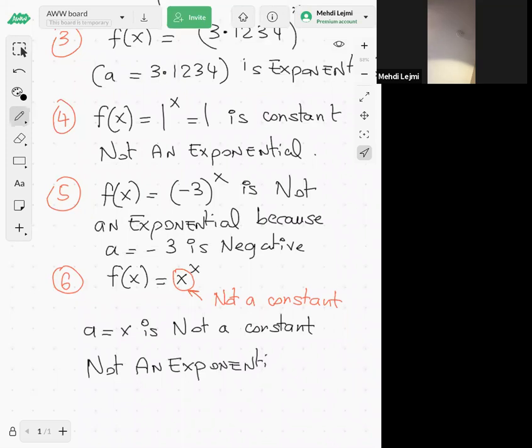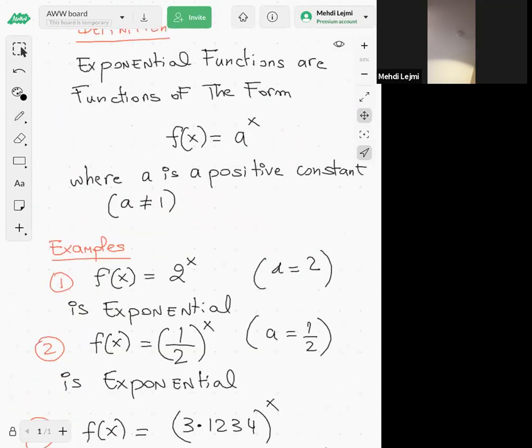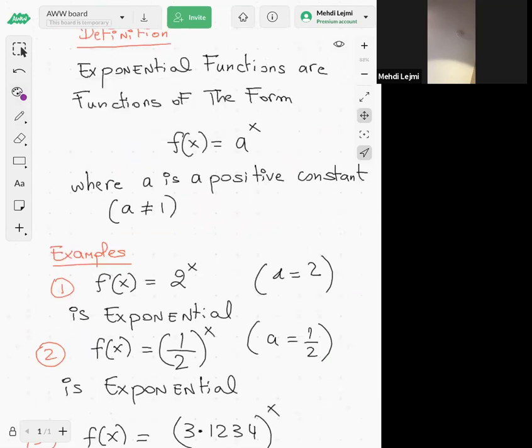So anyway, what you have to keep in mind, guys, is that when I say exponential function, I mean some constant A to the power x, right? And again, this A is called the base. So we have some constant, and the constant must be positive and different from 1.